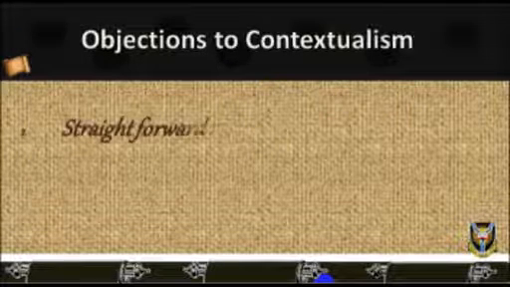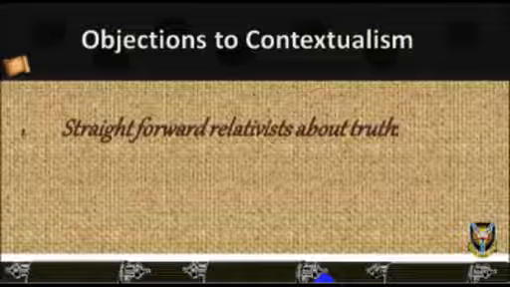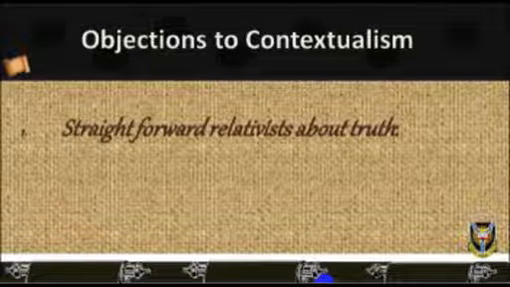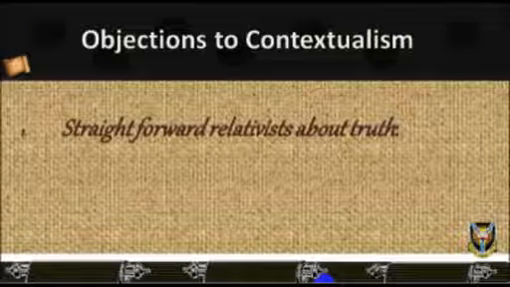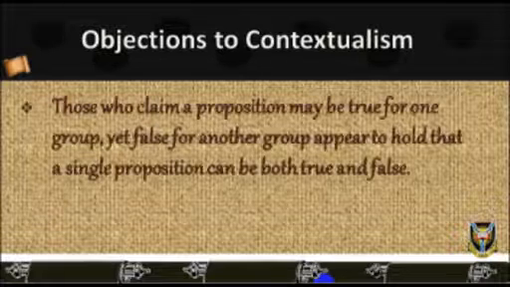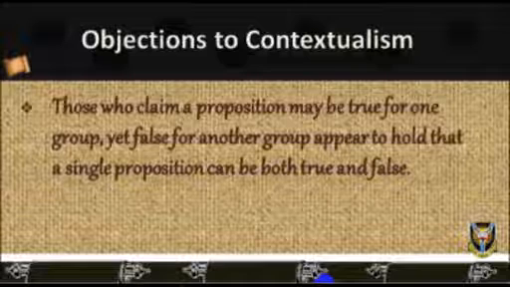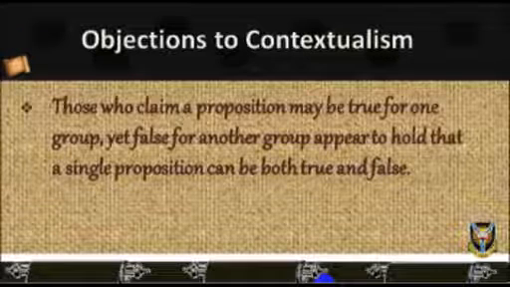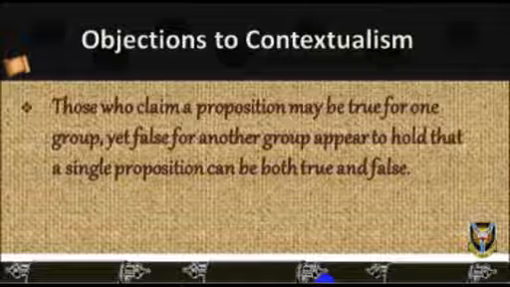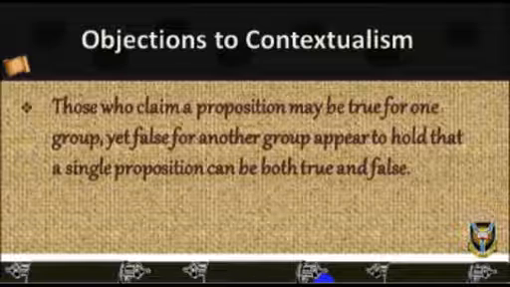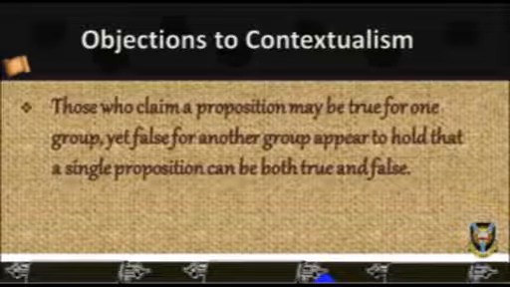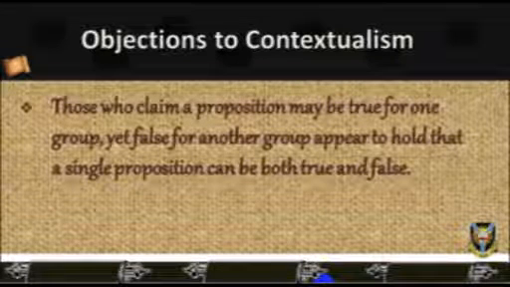Objection to contextualism. A. Straightforward relativism about truth. Those who claim a proposition may be true for one group, yet false for another group, appear to hold that a single proposition can be both true and false. This seems incoherent. The notion of truth is no longer in play, but has been replaced by truth for and truth from a point of view.